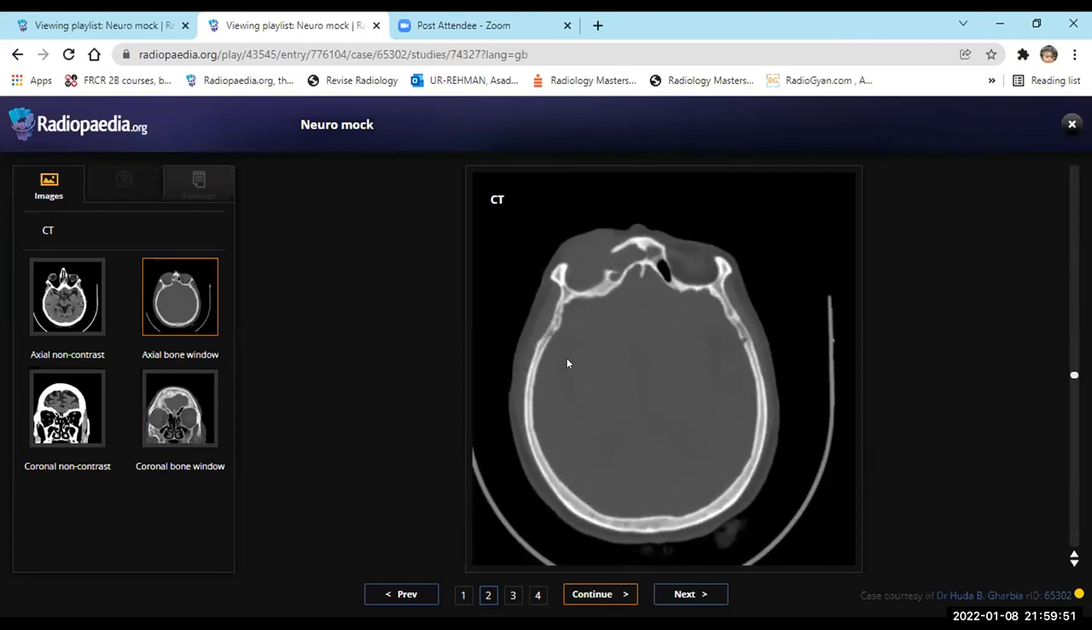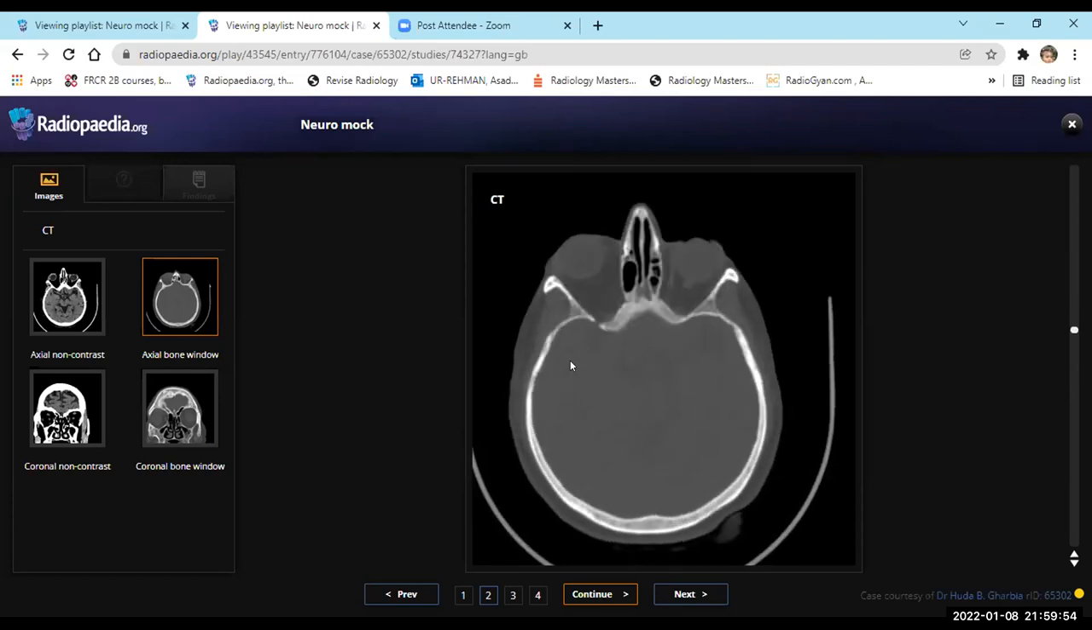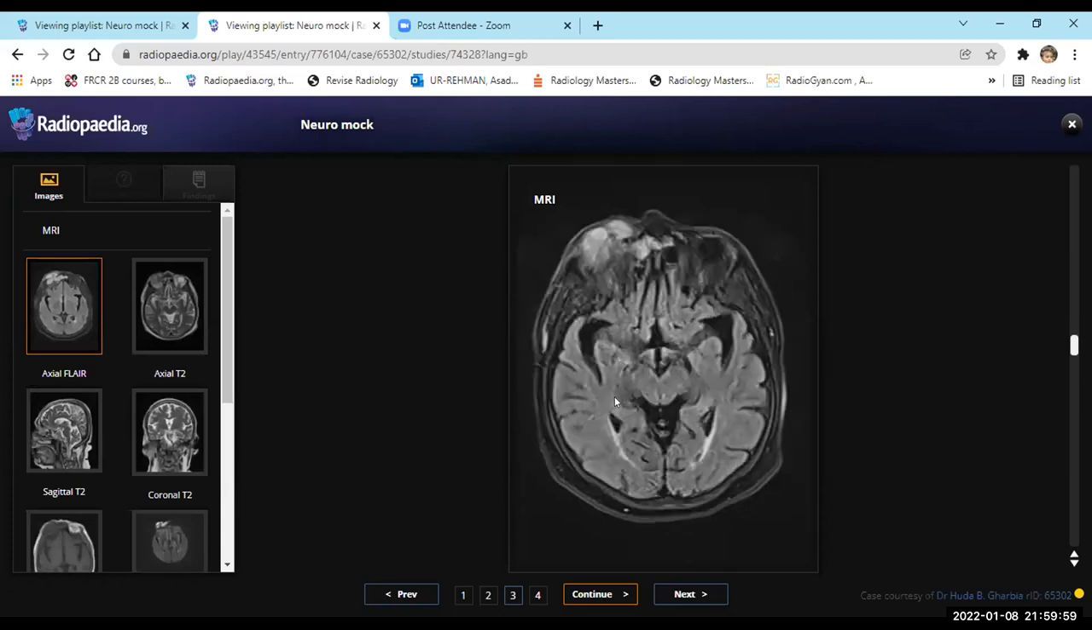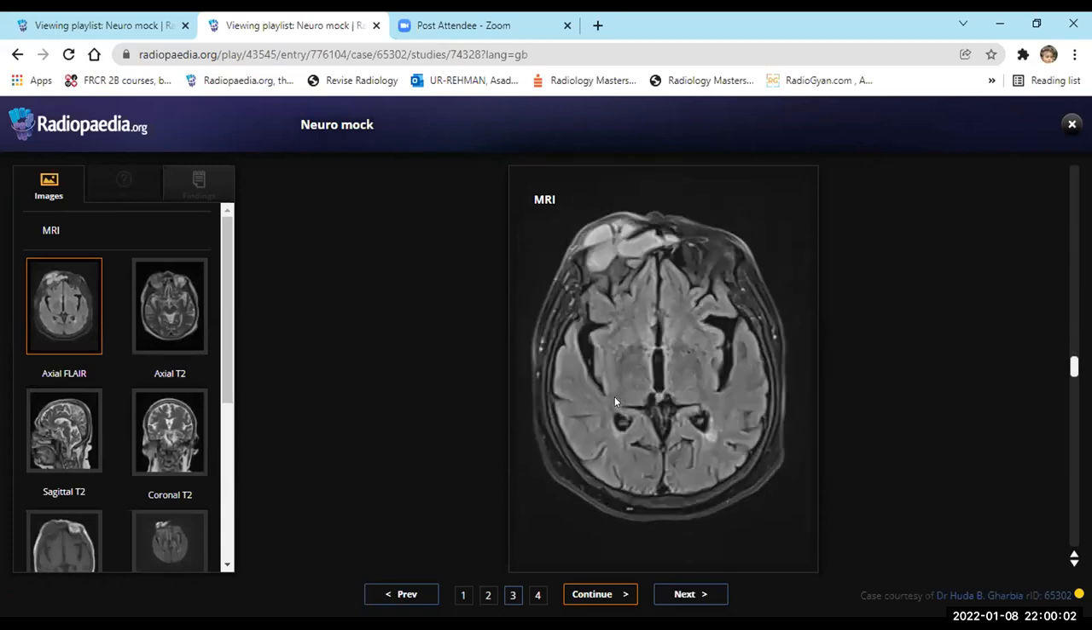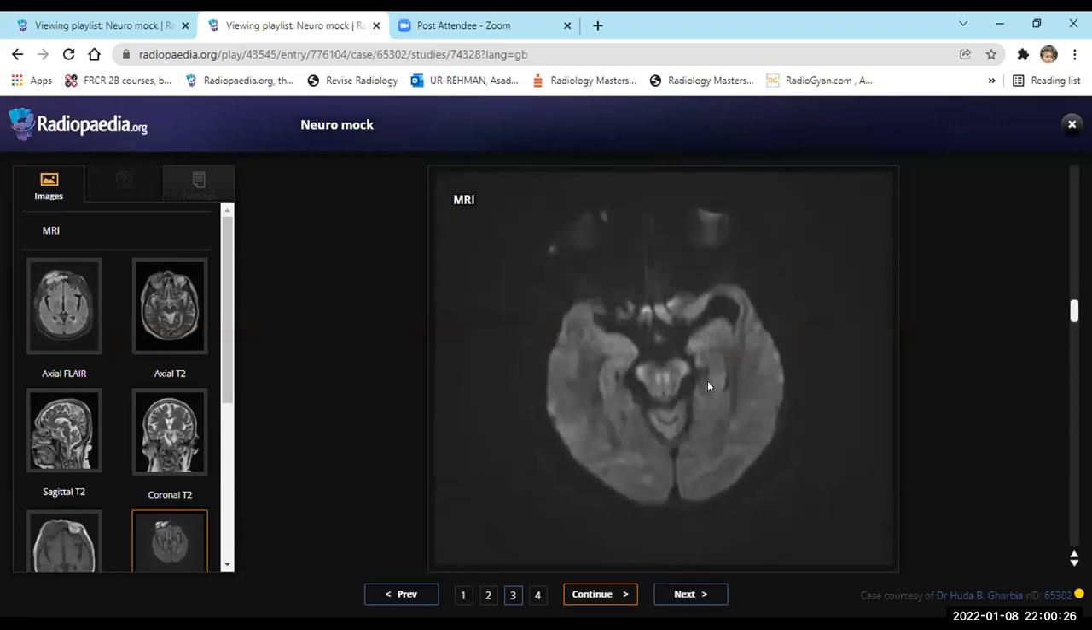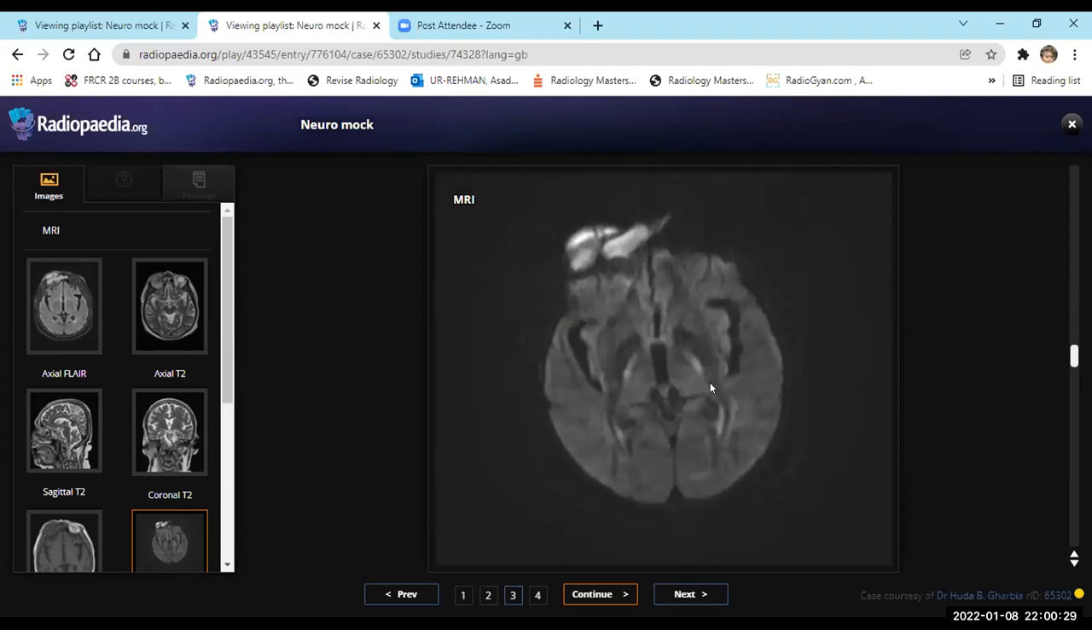Usually, I ask for a contrast exam to see any intracranial extension of the lesion, if there is any subdural collection. So we had an MRI. Okay, I visualize the expanded sinuses. Which sequence would you like me to have a look at? If the diffusion is available, all these areas show restricted diffusion.